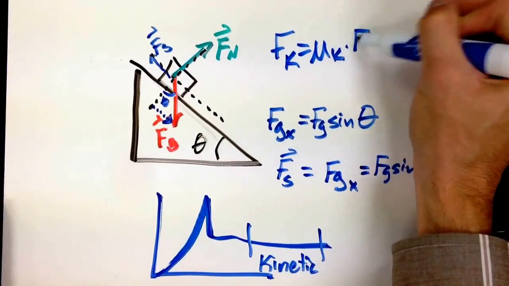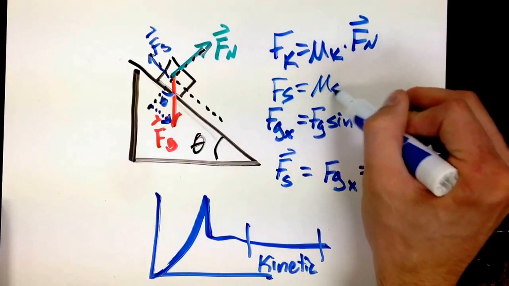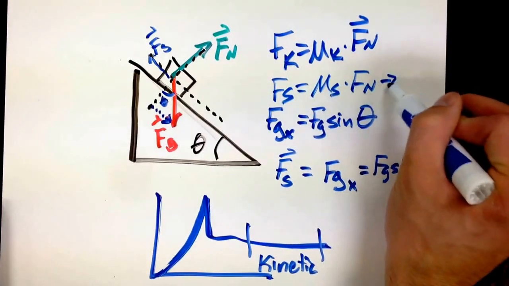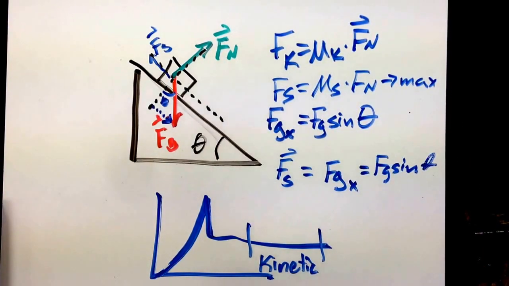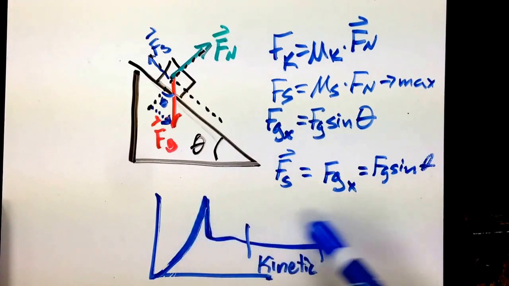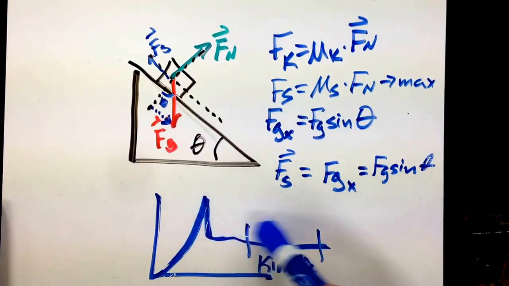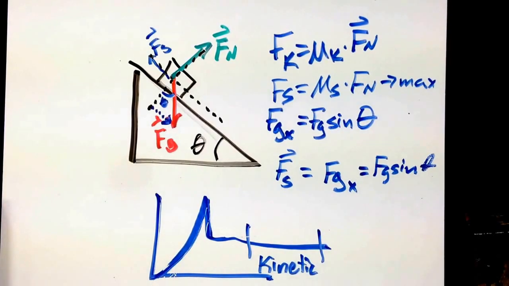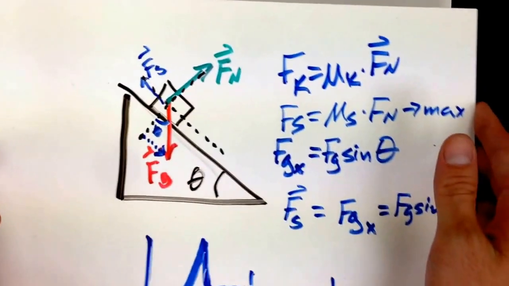mu k times Fn. Now, if you do this equation, Fs is mu s times Fn, that tells you the maximum static friction that you can have, because static friction can change depending on how much force is present. So this is from your lab where you barely pulled, and then it started to slide. Static friction increases, and then it breaks, and that block slips, and it slides. So hopefully this gets you a pretty good start on your inclined plane type problems.